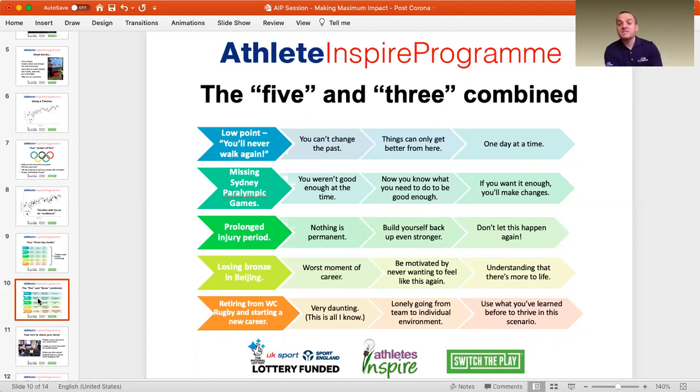Moving on to the next story, missing out on Sydney. I realise now you weren't good enough at the time, but you do know what you need to do to be good enough, and change is in your hands. If you want it enough, you're going to change it. Then my third story, that prolonged injury period. Nothing's permanent, it will not last forever. Use this time to build yourself up even stronger than you were before. What fringe benefits, what positives can you get out of this negative? And the third point was, don't let this happen again. Remember this feeling, you don't want to experience it again, so you better make changes.